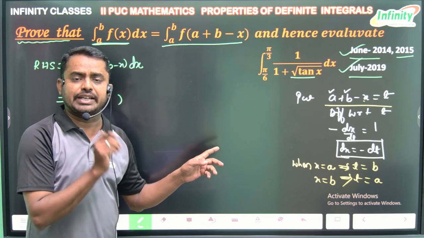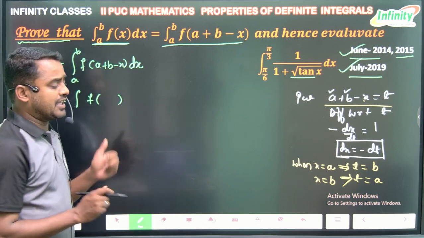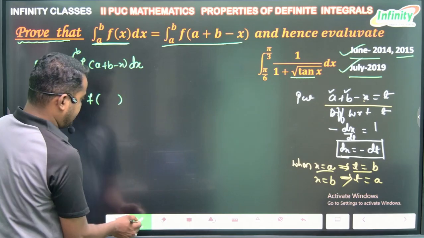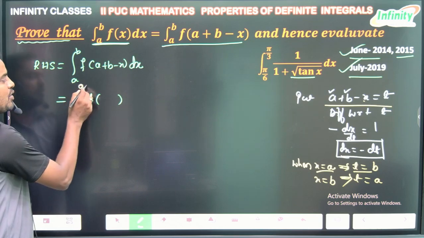What changes will take place? Substitution करने के बाद में जो भी changes है यहाँ पर उसे first लिखते हैं. x की वैल्यू a डालने के बाद में t की वैल्यू क्या आती है? b. So lower limit changes to what? b here and upper limit will become what? a.